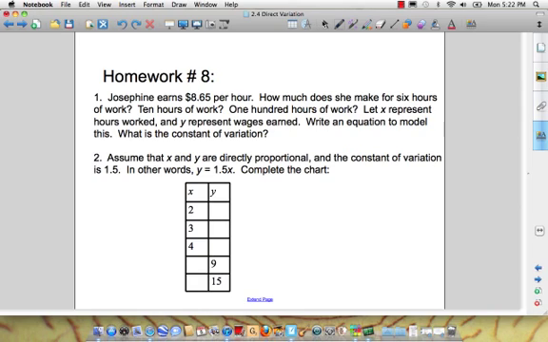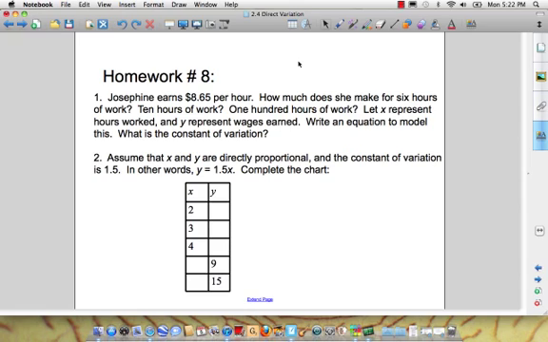Your homework. There's a word problem here. Josephine earns $8.65 per hour. How much does she make for 6 hours of work, 10 hours of work, and 100 hours of work? I also want you to write an equation. Let x be the hours worked and y be the money earned or wages earned. Write the equation that goes with it, just like in the previous example, and then tell me the constant of variation.